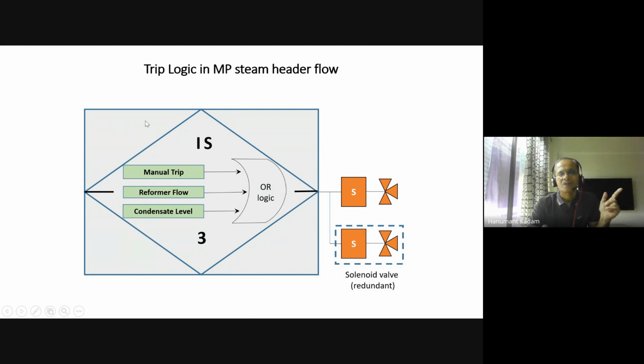So I was talking about the trip logic in the medium pressure steam header flow. Manual trip, reformer flow, and condenser level, and this is the OR logic, and your solenoid gets operated and the valve gets stopped. And this is a redundant solenoid valve. If this solenoid, maybe because of an electrical or mechanical fault, is not operated, this solenoid will take care of the operation.